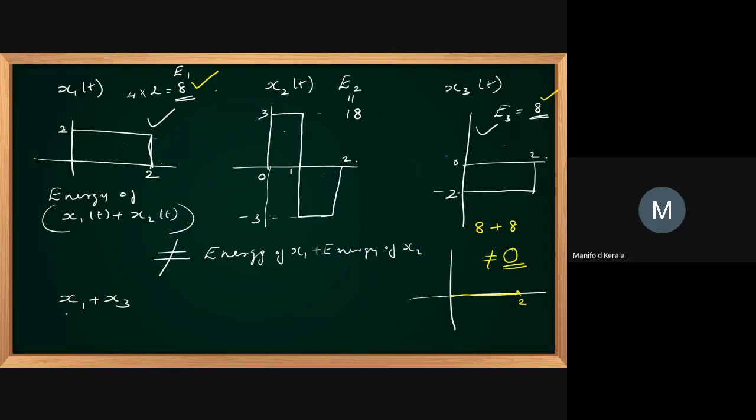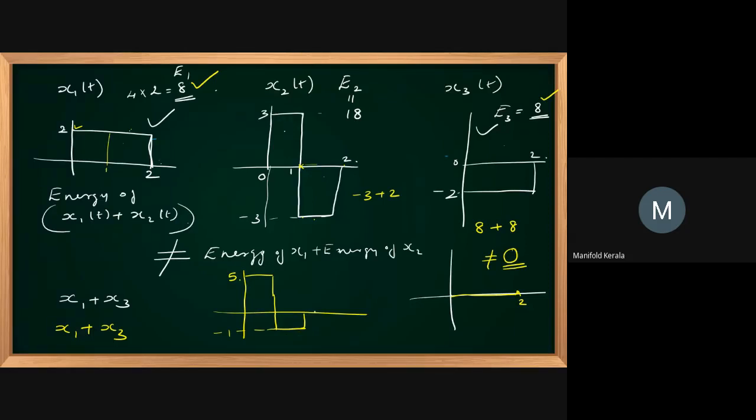Whereas if I add H1 plus H2, what is going to be the result? Let us see what is going to be the new signal first. H1 plus H2, 2 plus 3, here it is 5, right? For the first unit, it is 5. Now for the second, 1 to 2, here it is 2 and here it is minus 3. So minus 3 plus 2 is minus 1. So I'll have the second part given by minus 1. So this is going to be the new signal: 2 plus 3 is 5 for one unit, and for the other unit it is 2 minus 3, which is minus 1.